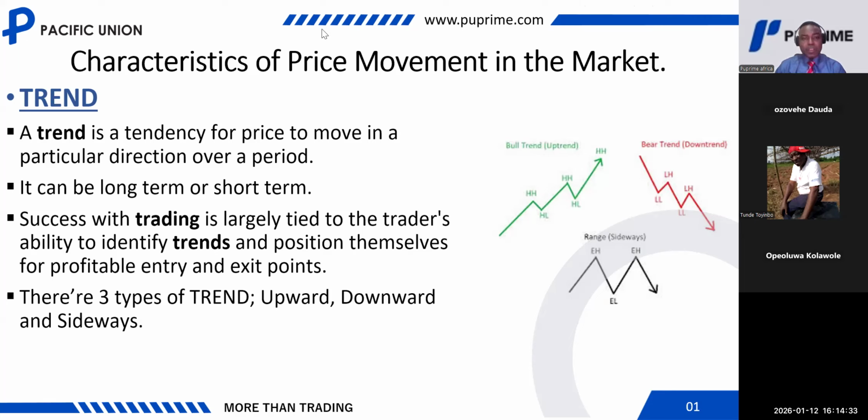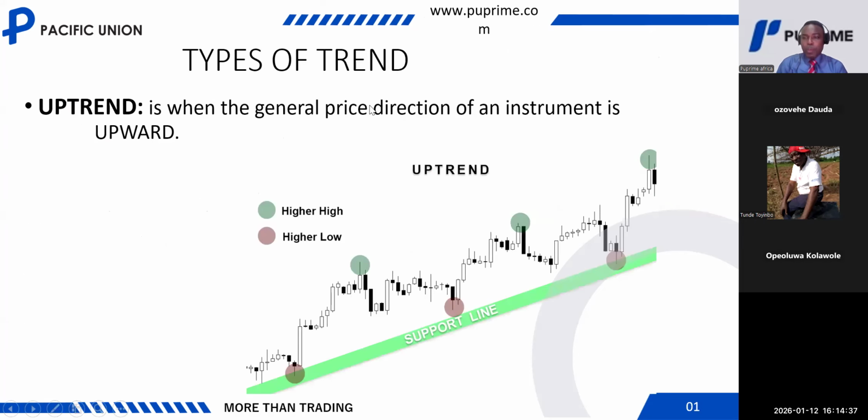So the first characteristic of price is trend. Now, we want to break down that trend for more clarity. We said there are three types of trends: uptrend, downtrend, and sideways. Now, an uptrend is when the general price direction of an instrument is upwards, price going upward, moving higher.